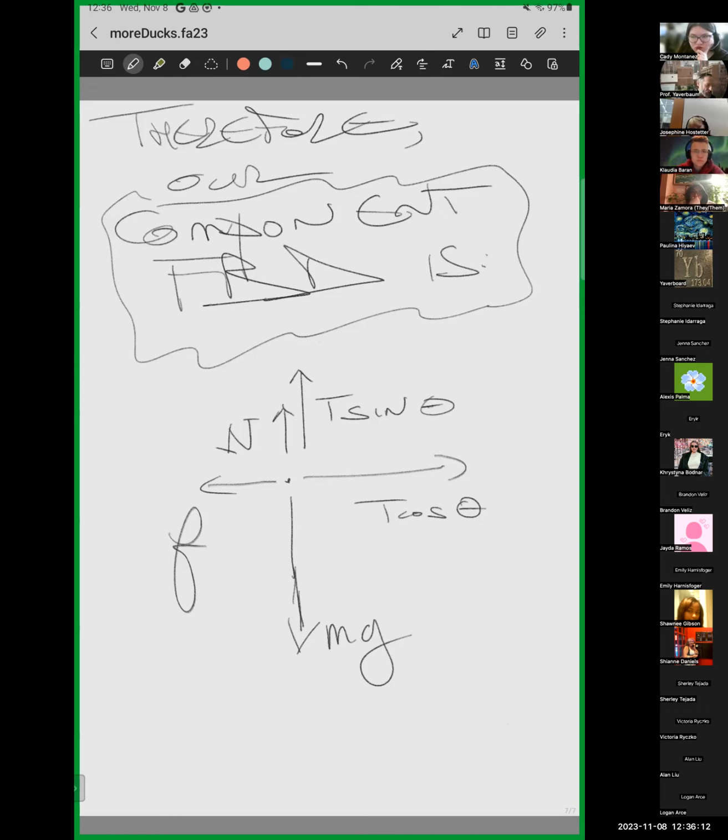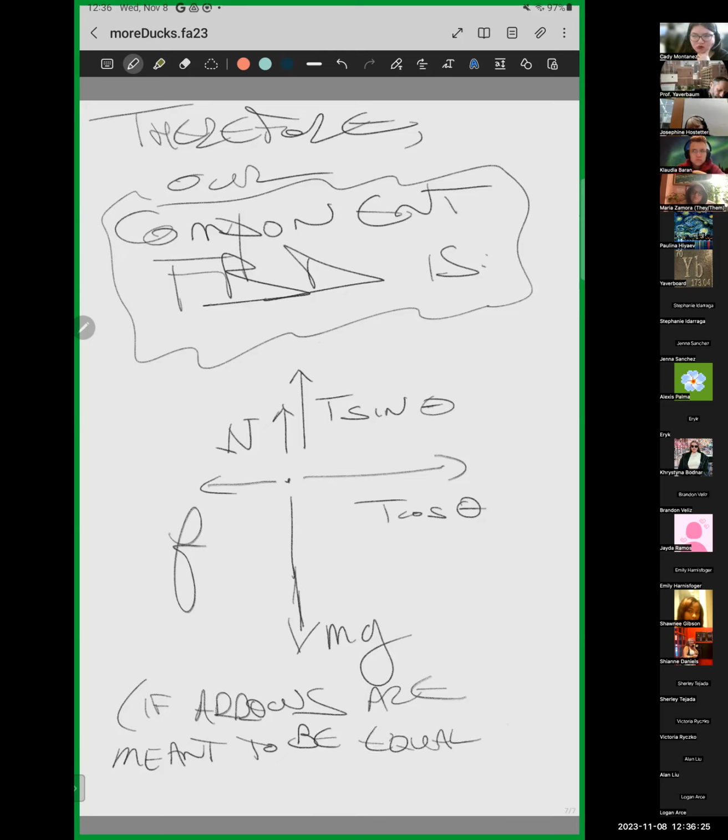There's a tradition, and a lot of people do this: if arrows are meant to be the same in length, they put a hatch mark on them. I think that's what it's called. I'm not doing it here. They would go like that or something on both arrows if they were supposed to be equal, but I don't think any of these are meant to be equal.